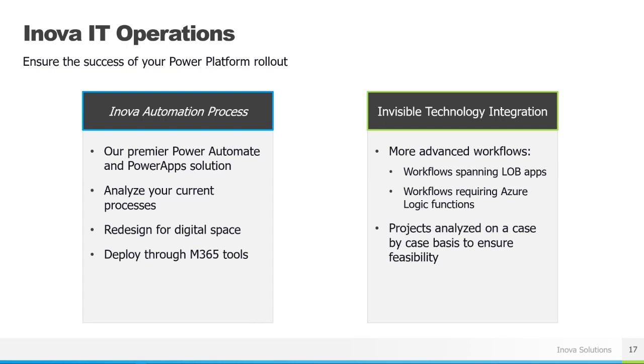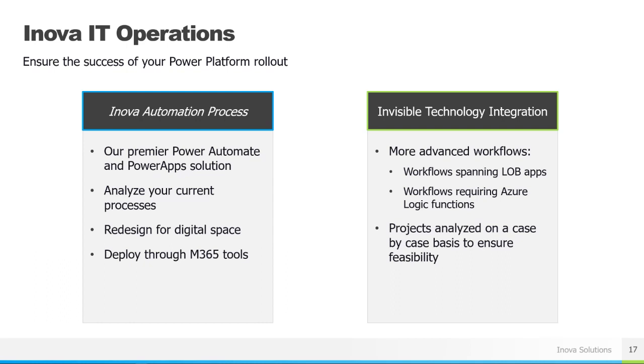Their scope may be a bit different. But we have 2 main offerings. One is called our Inova automation process, and that's our premier Power Automate and Power App solution. Basically, we analyze your process and decide whether it needs to be redesigned or if it can be just transferred as is to the digital platform. We'll go ahead and deploy it through Microsoft 365 or Office 365 tools.